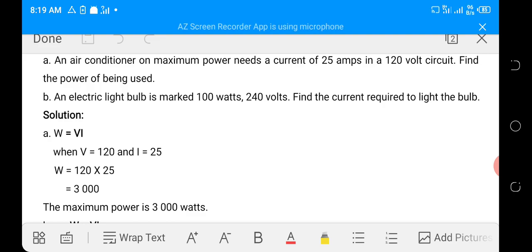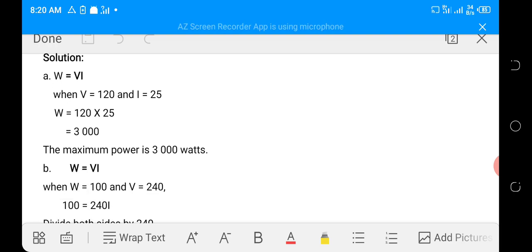They want us to find the current that will pass through a bulb with power 100 watts connected to a voltage of 240 volts. So let's go. Solution. A, we quote the formula W is equal to VI.